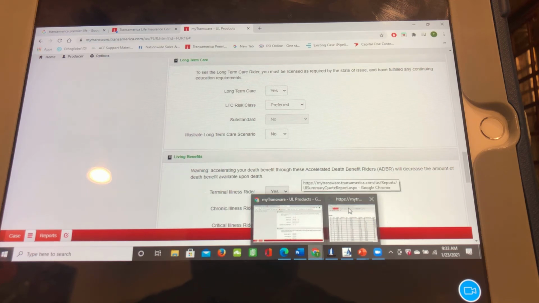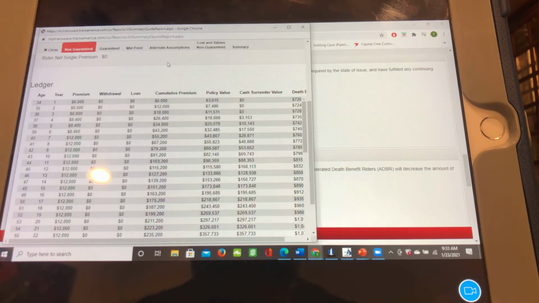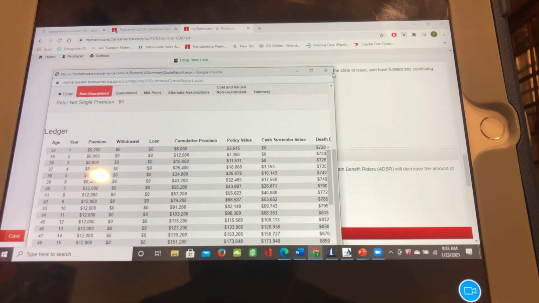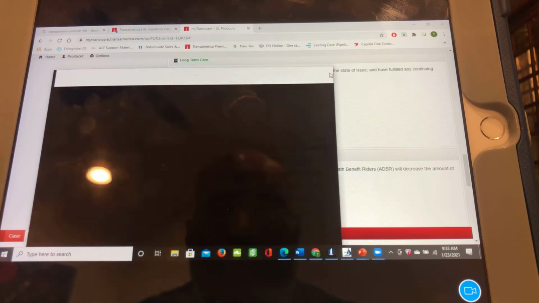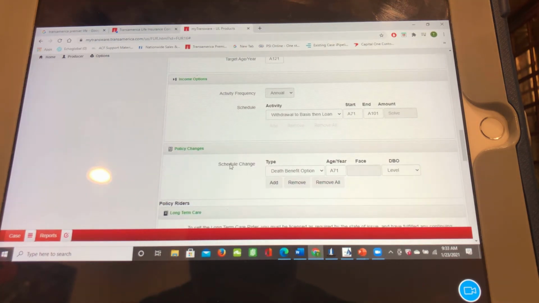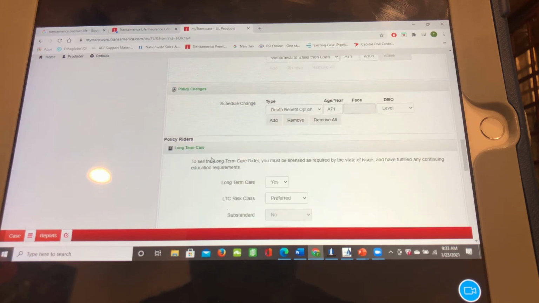Say that again. What's the difference between long-term care and living benefits? Isn't long-term care part of the living benefits umbrella? The four options that we talk about? Critical, chronic, or terminal? They're a little bit different. No, that's the living benefits. Yeah, they are a little bit different.